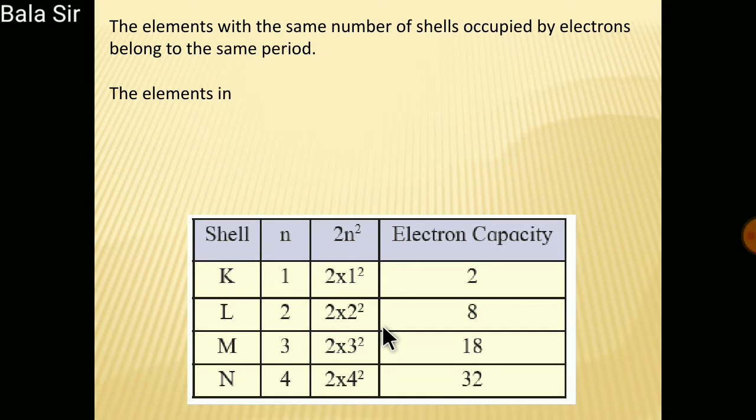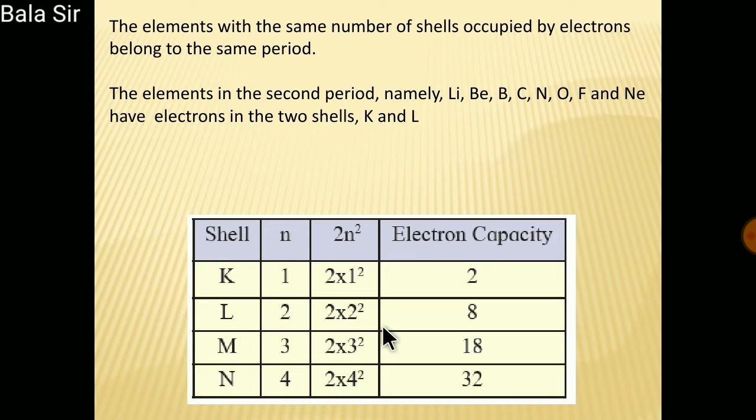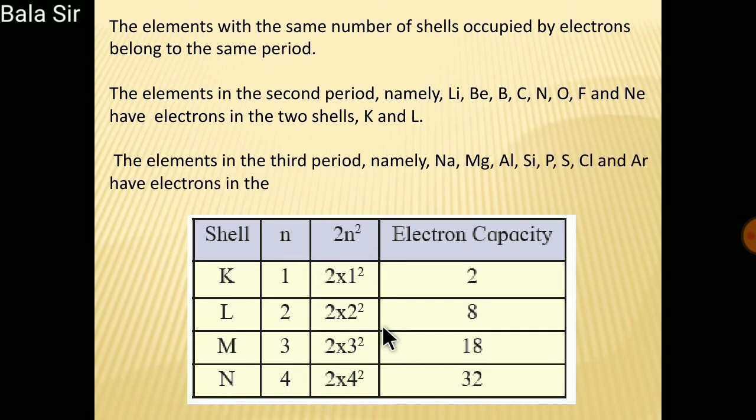So we can say that the elements with the same number of shells occupied by electrons belong to the same period. The elements in the same period, which are Li, Be, B, C, N, O, F and Ne, have electrons in two shells, and the two shells are K and L. The elements in the third period have three shells K, L, M. Then as it goes on, for 4, the shells are K, L, M, N.